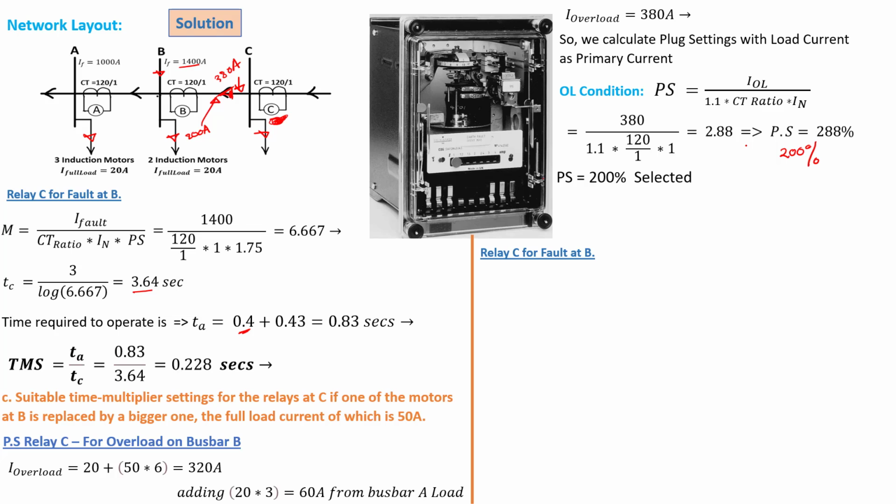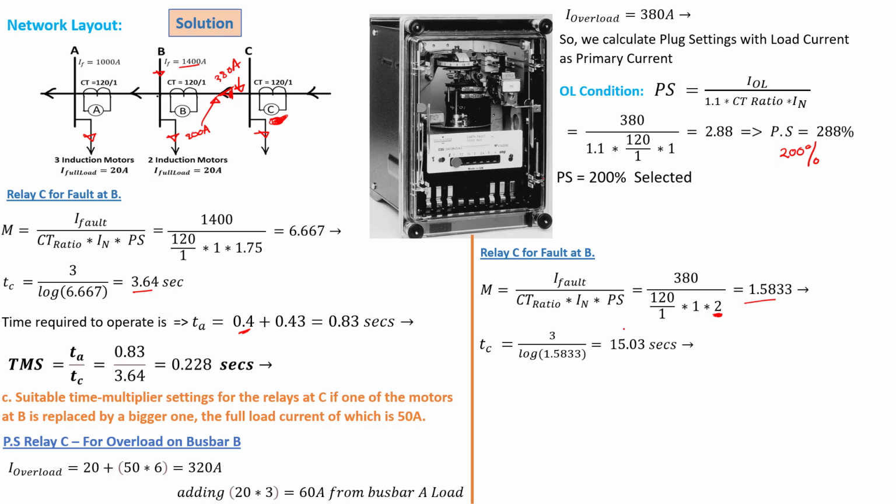Now, the relay C for the fault at B. Now this is the TMS, since we now have the plug setting, which is the setting current. So now we can calculate the new TMS for this relay, since there is a different plug setting for this relay. So this gives us the formula: 380 divided by 120 over 1 times 1 times 2. The 2 here is for the 200%. So that gives us an M of 1.5833. All right, so then we use that to calculate TC.